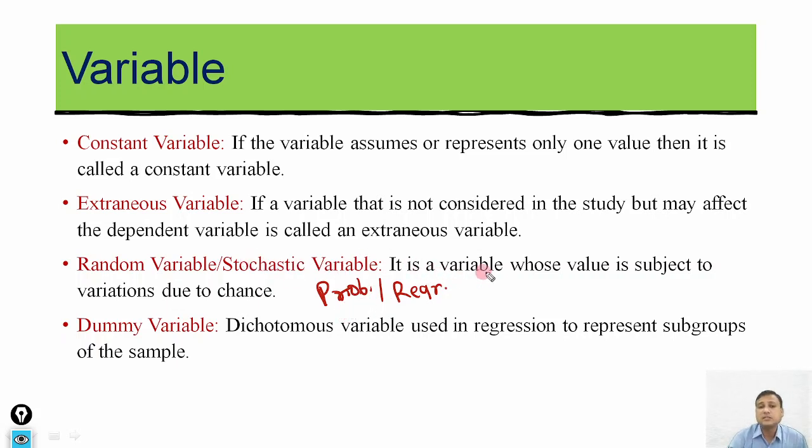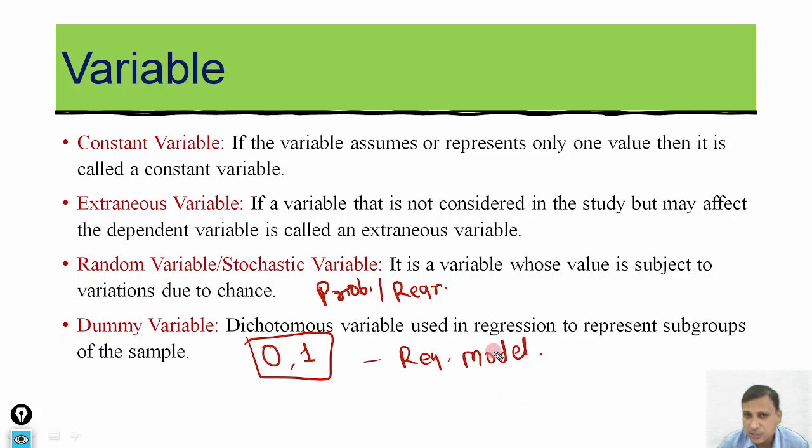Random variable means what? It is a variable whose value is subject to variation due to chance. What is a dummy variable? A dummy variable is a dichotomous variable used in regression to represent subgroups of the sample, and they are represented as 0 or 1. They are mainly used in the regression model. The objective of this lecture is just to make you familiar with the different types of variables. At least you should know the meaning of all these types of variables.